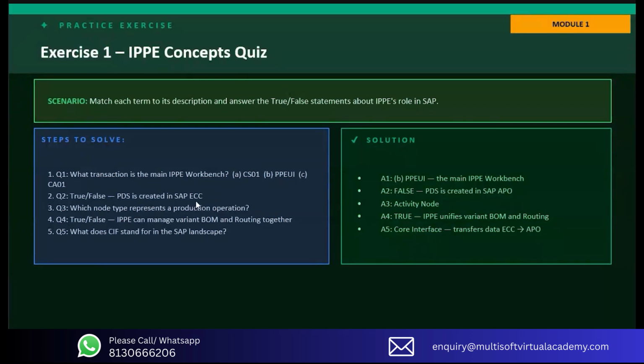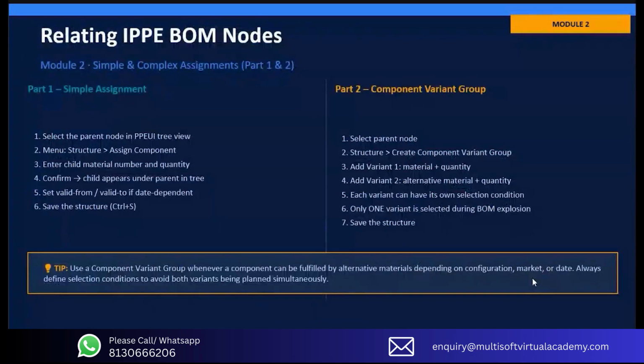False. Yes. And which node type represents a production operation? Activity. Yes, activity node, where it is a process structure. True or false? IPPE can manage variant BOM and routing together. Yes. What does CI stand for? Core interface, with which you transfer the data. Yeah, this we covered. This also we refreshed.